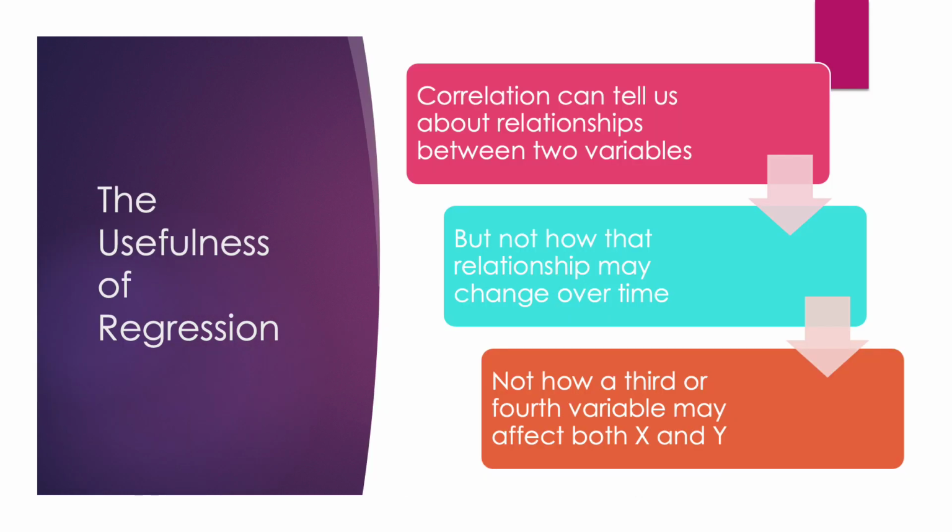For one of the last of these stats lessons, we're finally going to talk about regression. So, regression is an extremely useful analysis. When we talked about correlation, we learned that it can tell us about relationships between two variables, but it doesn't tell us how that relationship might change over time. And it also doesn't tell us how a third or fourth variable may affect both our x and our y.